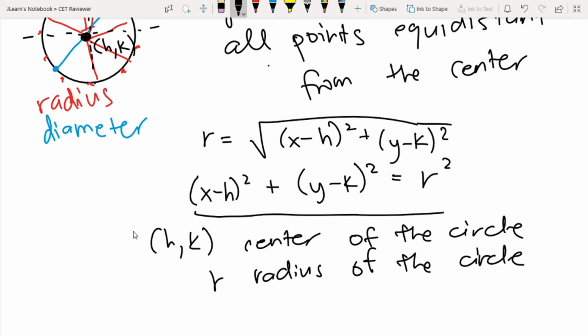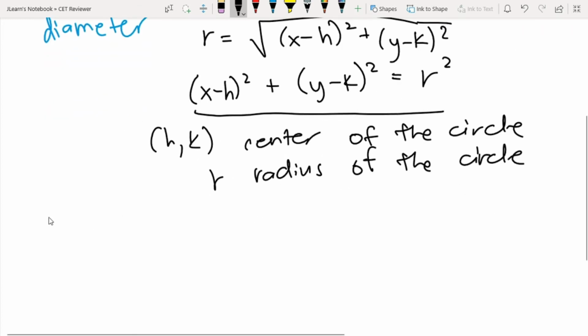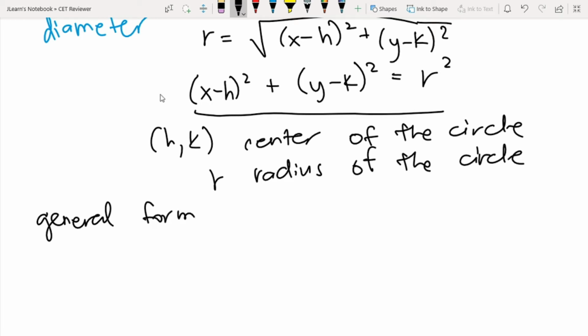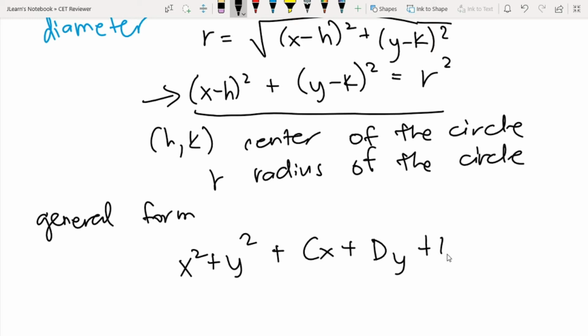So, meron pa tayo isang form, which is the general form. So, the general form is kapag ka-in-expand mo to. Okay? Magiging x squared plus y squared plus cx plus dy plus e is equal to 0, where yung c, d, and e are all real numbers. Okay? That is the general form.